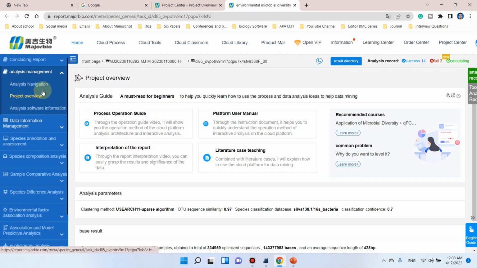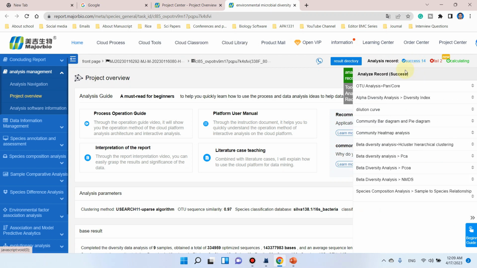We have our report which is ready, and here we have performed 14 analyses. In any microbiome analysis, the overall flow of data is the OTU analysis, and OTU has pan genome analysis and core genome analysis. Then we have alpha diversity and beta diversity. Alpha diversity is further divided into dilution curve, community bar diagram and pie diagram. Similarly, we have the further division of beta diversity.